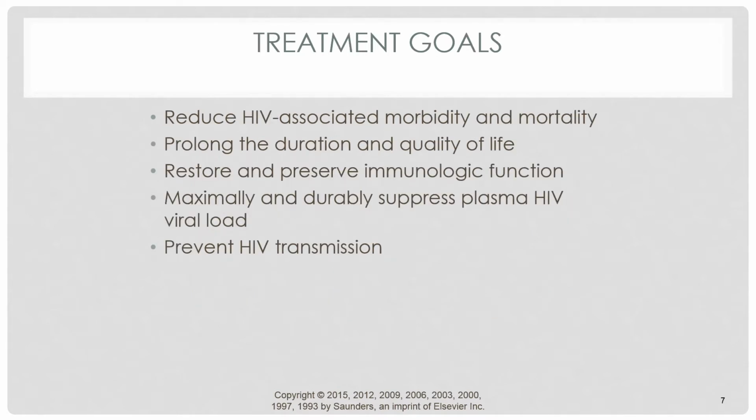This is the whole point of this class, is we're looking at medications, right? So we want to reduce HIV-associated morbidity and mortality. So morbidity is the sick part and mortality is the death. Prolong the duration and quality of life. Isn't that really the goal of any treatment that we give for a patient, be it someone who has asthma versus someone who has diabetes? We want to let them live as long as possible in the best way that they can.